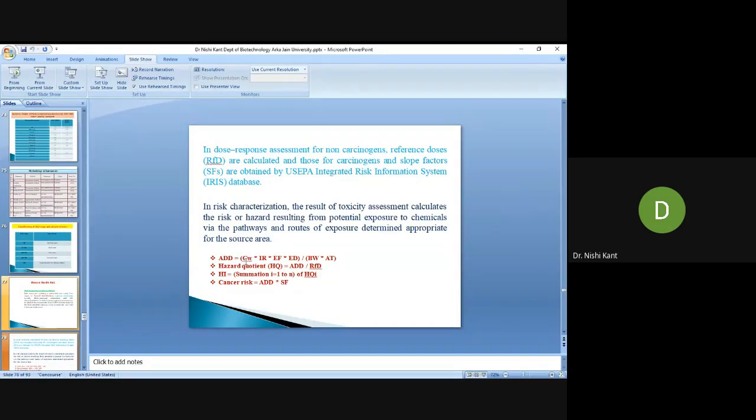CW is the geometric mean concentration of heavy metals, and its unit is mg per liter. IR is the water intake rate, 3.45 and 2.0 liters per day for adults and children respectively. EF is the exposure frequency, which is calculated as 365 days per year. ED is the exposure duration, 70 years for adults and 10 years for children respectively. BW is the average body weight, 60 kg for adults and 25 kg for children respectively.